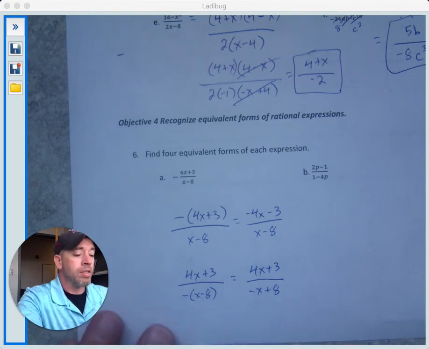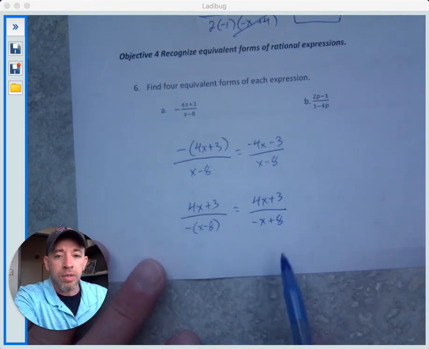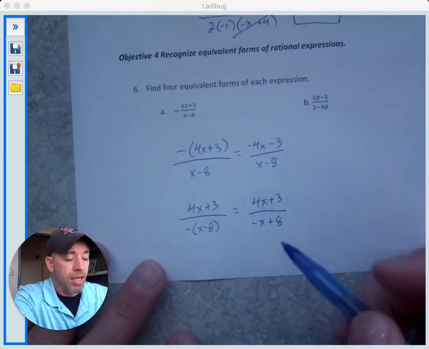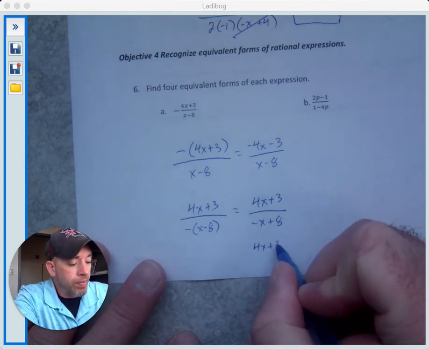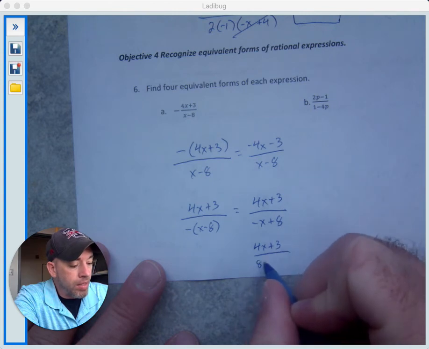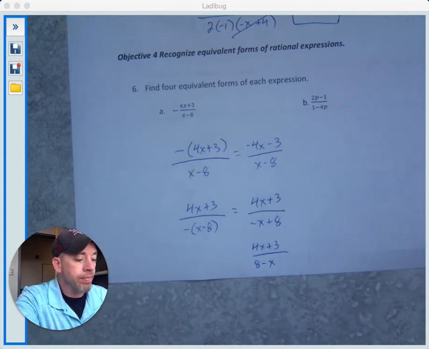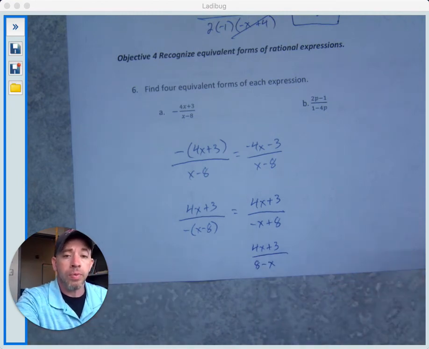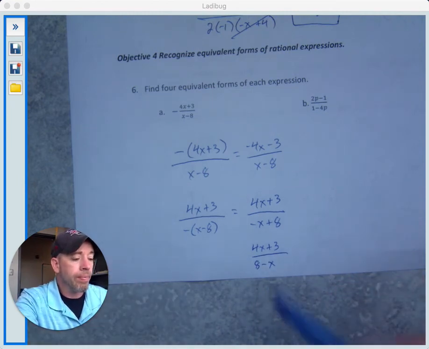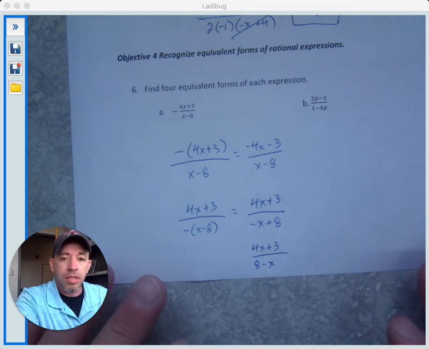There's other things we could do. So something else we could do. We could rewrite negative x plus 8 as 8 minus x. And so that's just another little thing we could do. So there's another equivalent form. So there are a lot of equivalent forms we could have. And these are just some. So let's look at the next one.